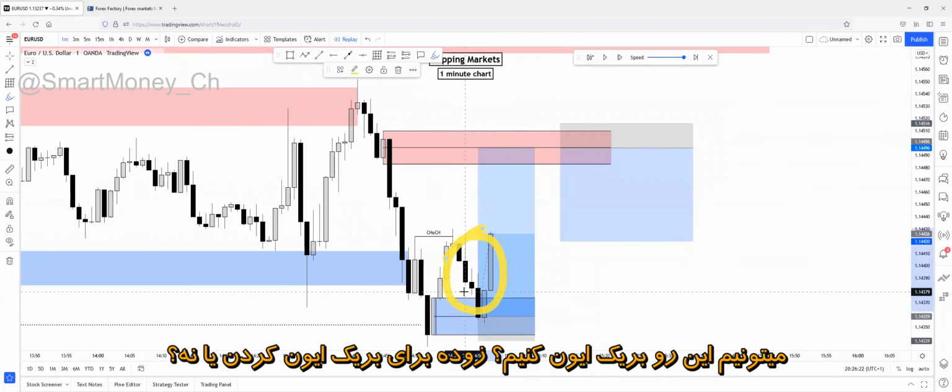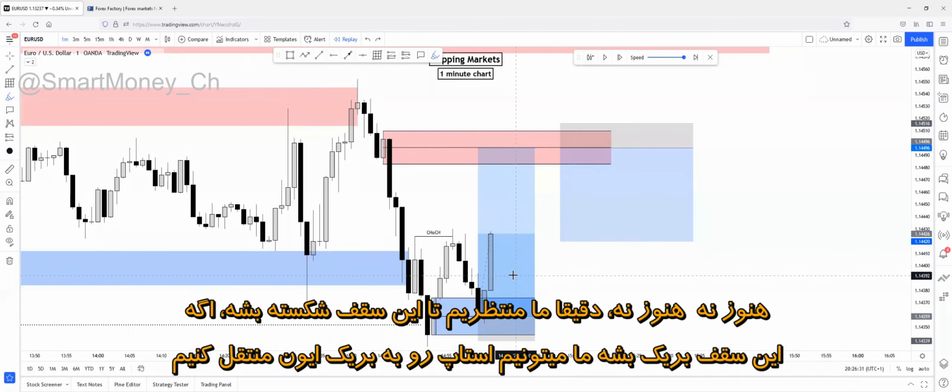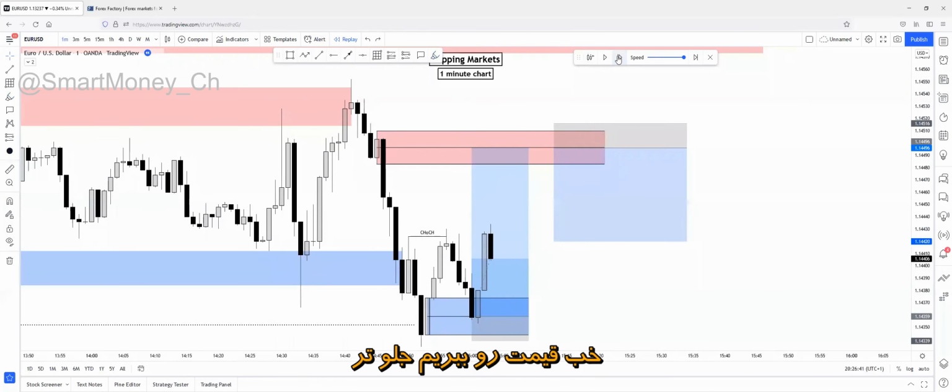So should we set a break even in this price action? Is it too early, or can we just safely set it to break even? Not yet, not yet, exactly. We are waiting for the break of this high. If this high break happens, we'll be setting our stop loss to break even. So let's play price forward.